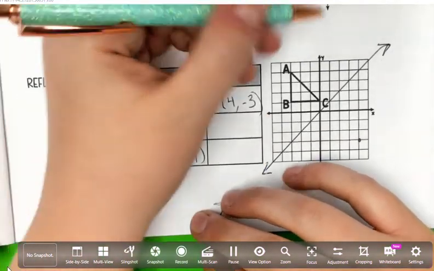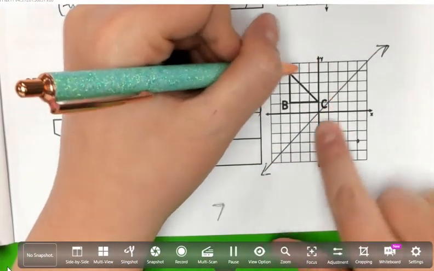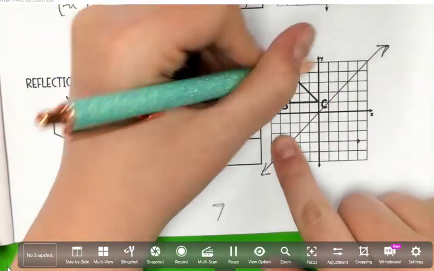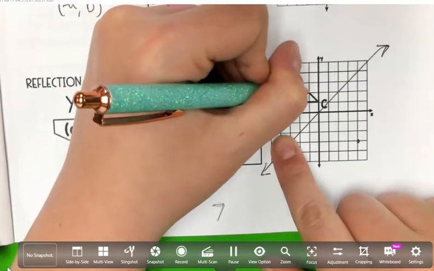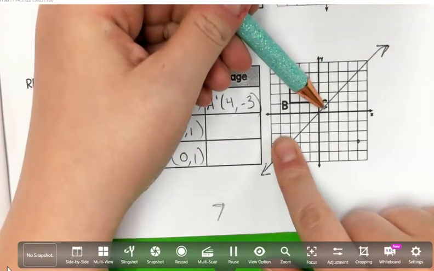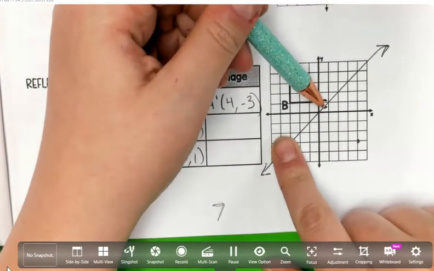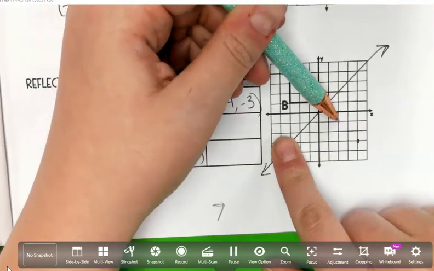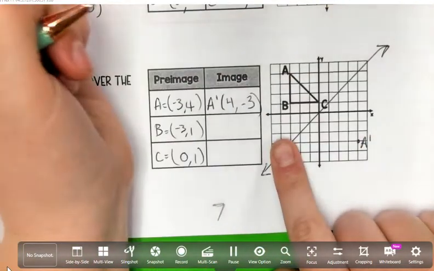Another way you can do this is to count from A diagonally and figure out how far it is from this line. So if you like this better, you can also do this. Start here and you count 1 diagonal, 2 diagonal, 3.5 diagonals. So starting from here, 1, 2, 1 half, 1.5, 2.5, 3.5. Now we have our A prime.